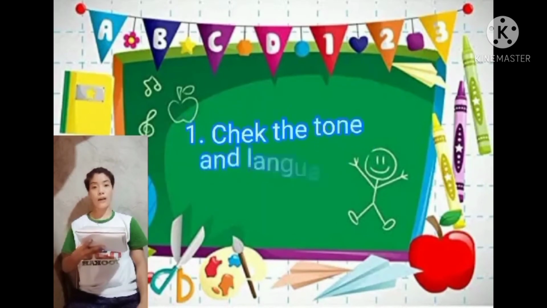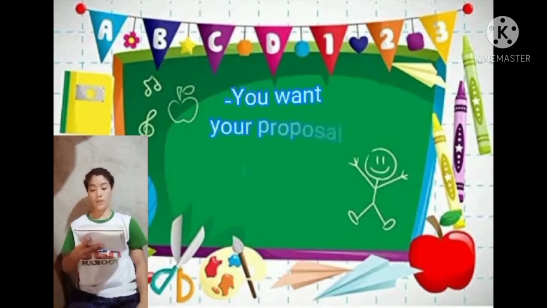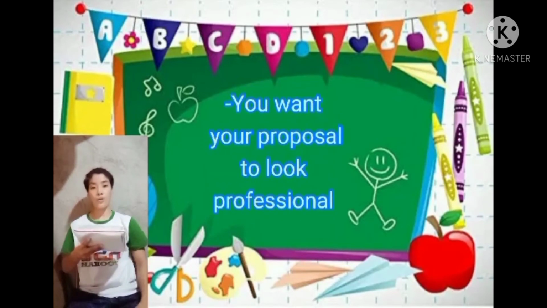Check the tone and language. Your proposal is intended for a certain audience type, so make sure the tone and language used are reflective of that. Don't forget to proofread for grammar, punctuation, or spelling mistakes. You want your proposal to look professional.